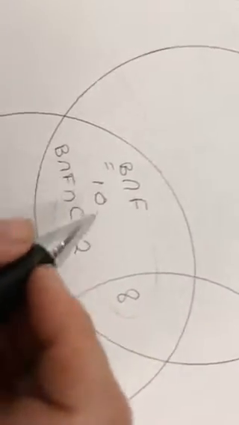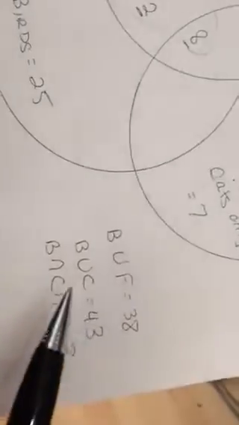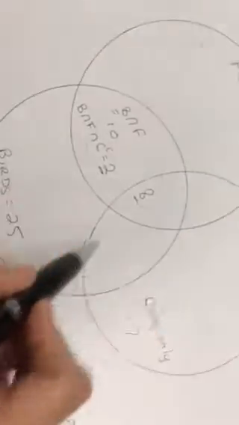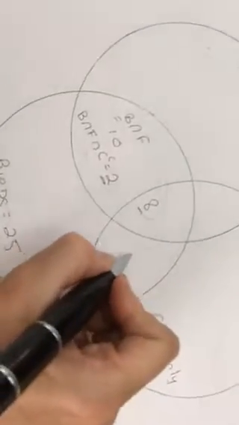So this piece, ignore these numbers right now, but this piece right here has 2 people in it. This piece right here has 8 people in it. These 2 together have 10, okay? So next we're going to move on to birds and cats, or birds or cats is 43. Birds have 25, cats have 31. We add those 2 together, 56. Subtract 43, leaves 13. So this section has 13 in it.